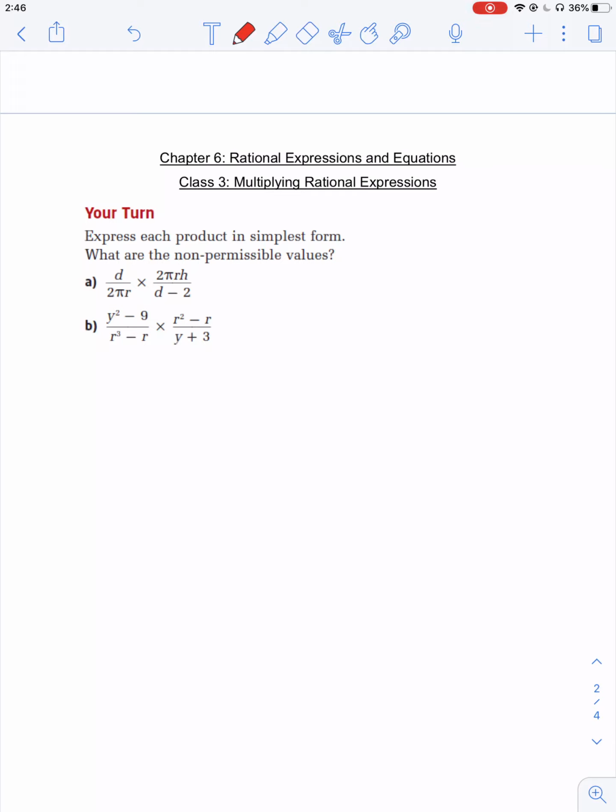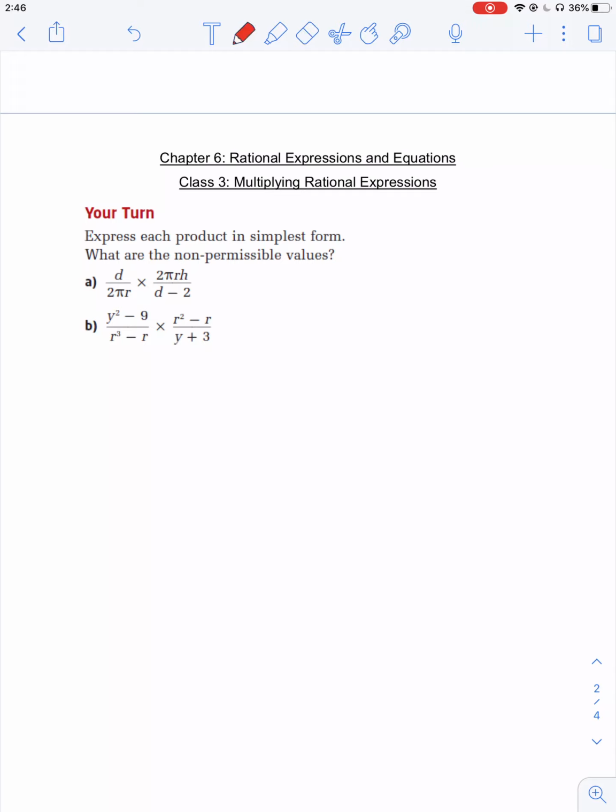Okay, so question A is really easy because as you can see, everything is already factored for you. So you already have everything in here written as a product, right? Numerator as a product, this is a product, and this is in the simplest form. So you cannot factor that anymore. So this is fine. So let's start off with the restrictions, right?